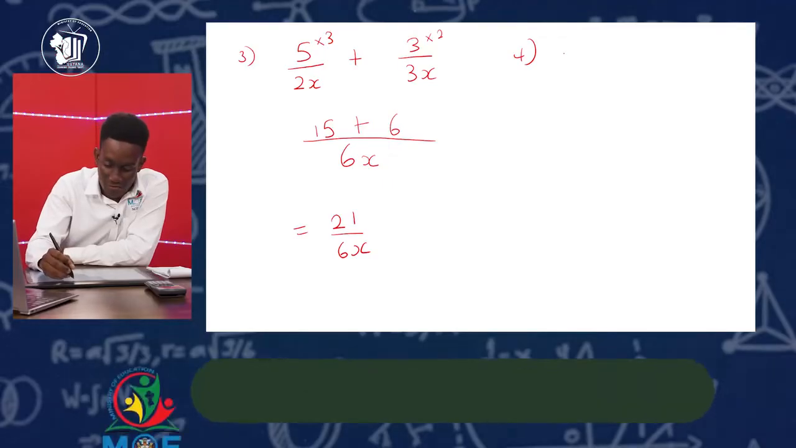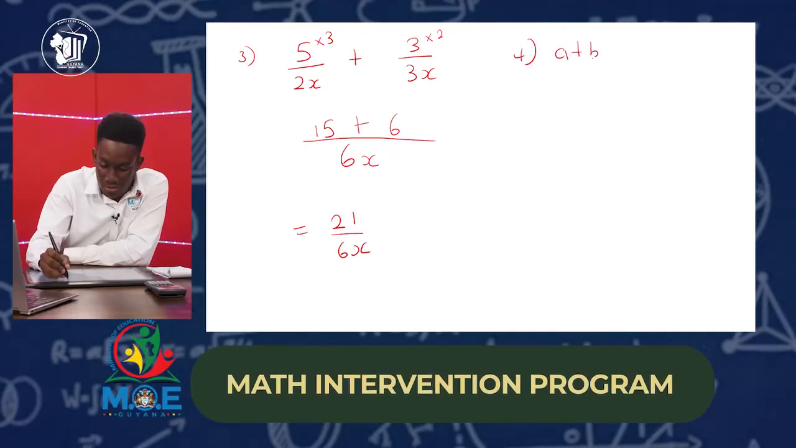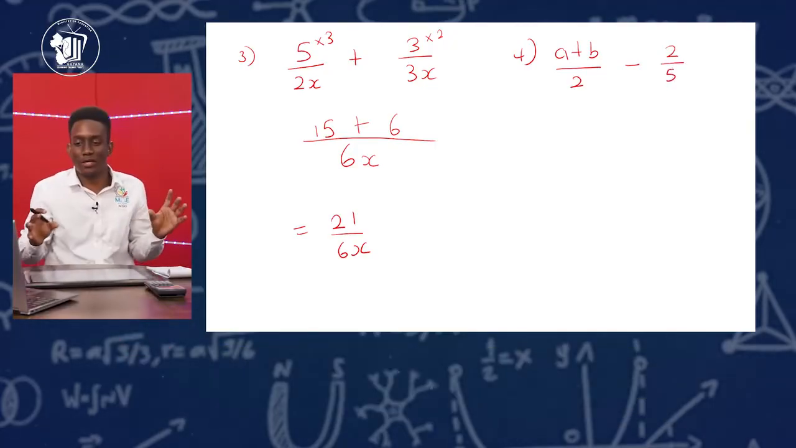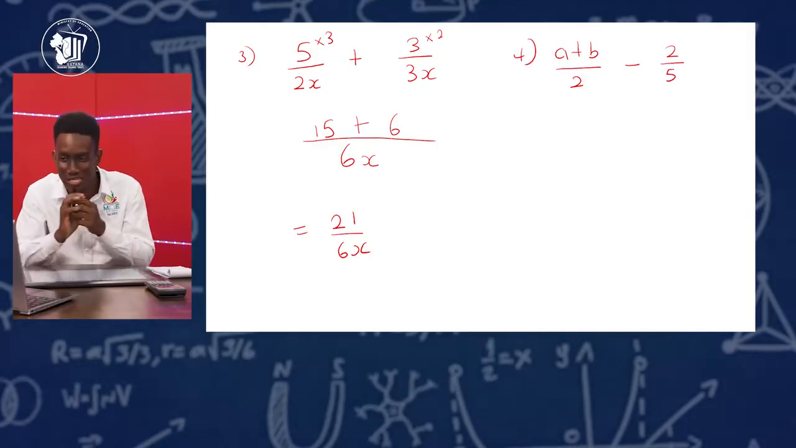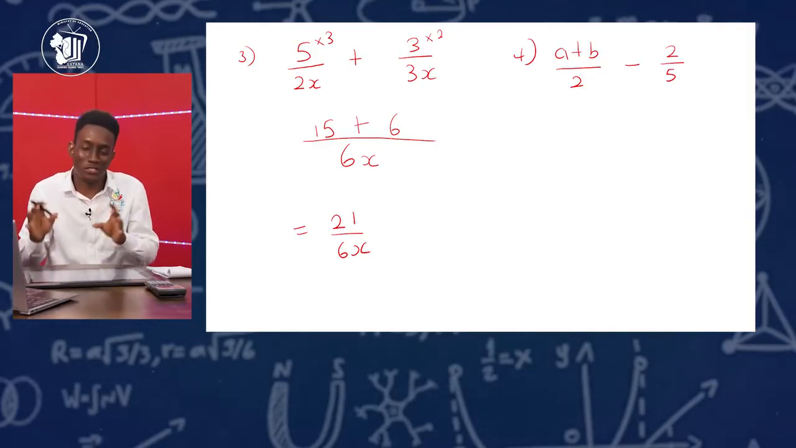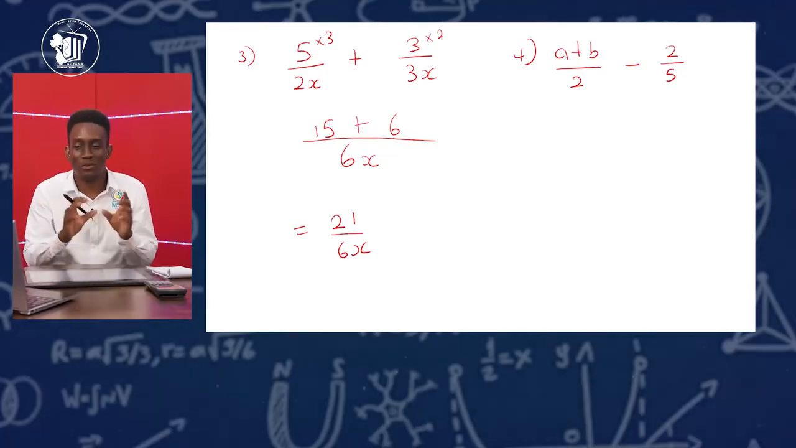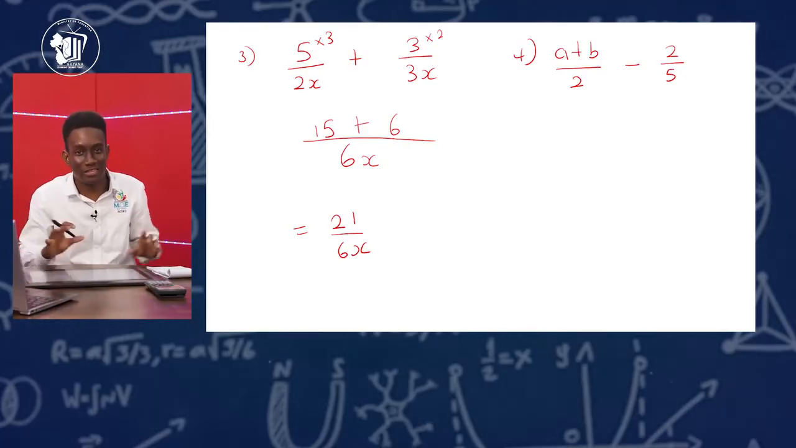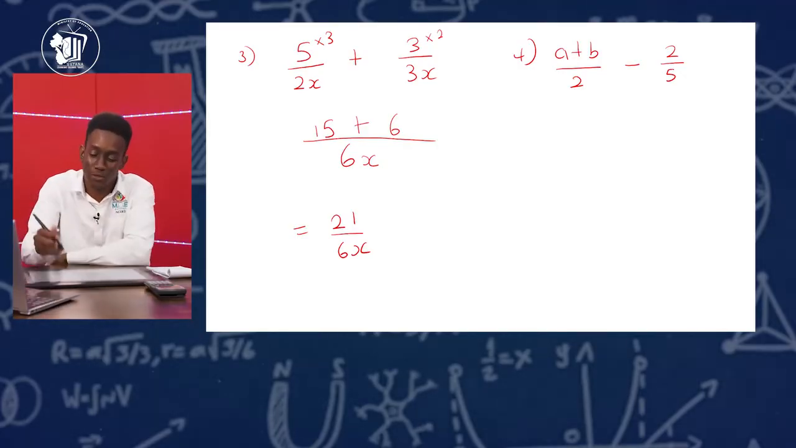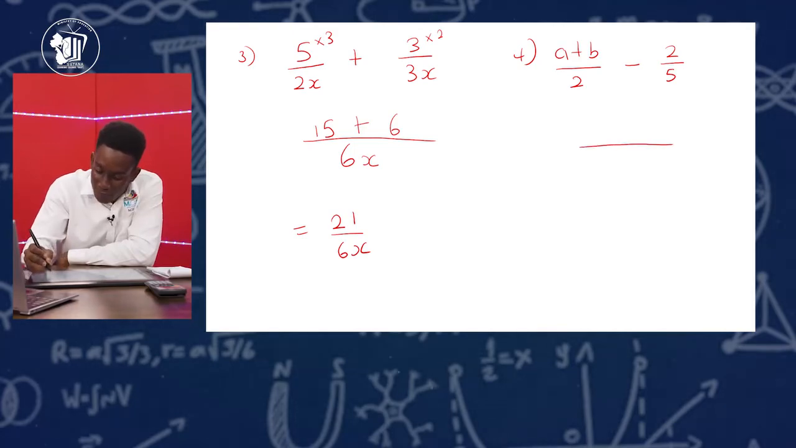Let's say we have a plus b all divided by 2, minus 2 over 5. Let's not get carried away with anything. The same steps apply, the same rules. We look at the denominators, 2 and 5. They are not the same, so we find the LCM of 2 and 5. The LCM of 2 and 5 would simply be 10.